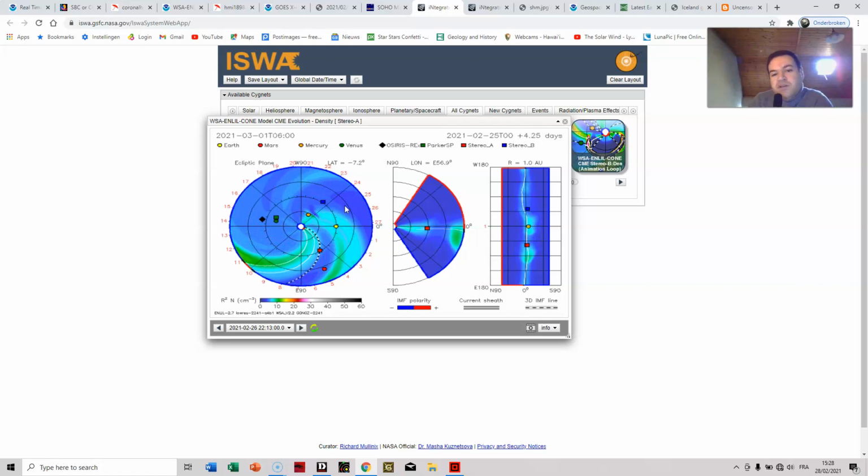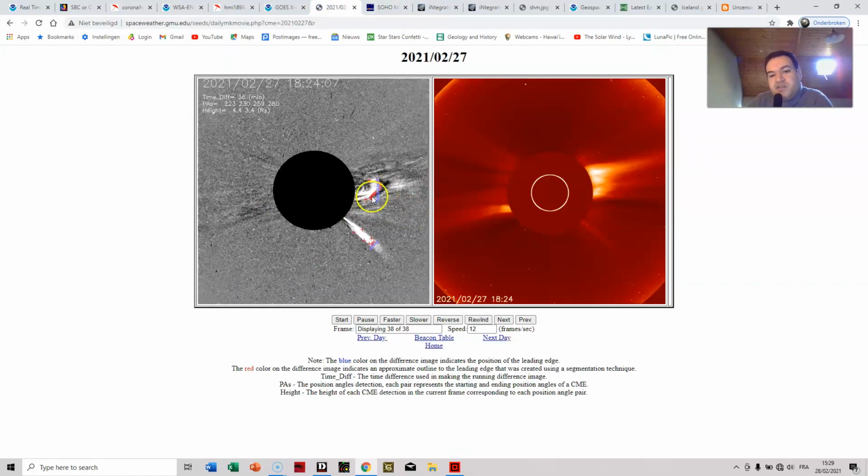on the NASA ISWA simulation of STEREO A, we can actually see those 2 CMEs. So these are clearly CMEs that happened. You see, they happened around the 27th, and they are very close to each other because they almost happened, as we saw, instantaneously.